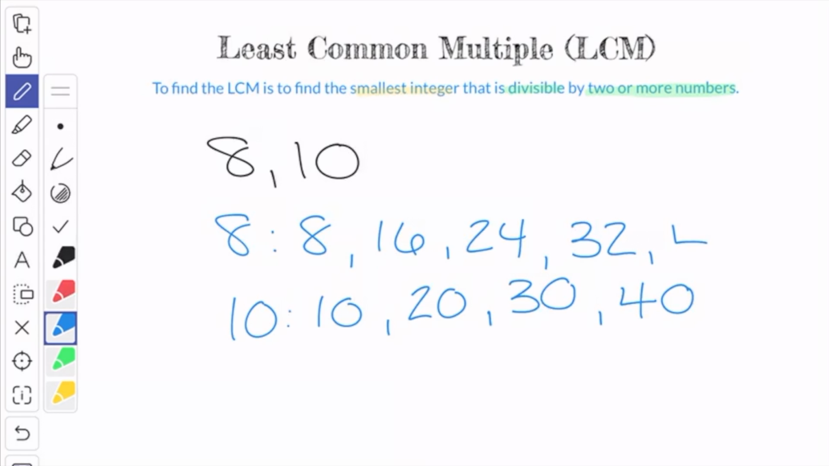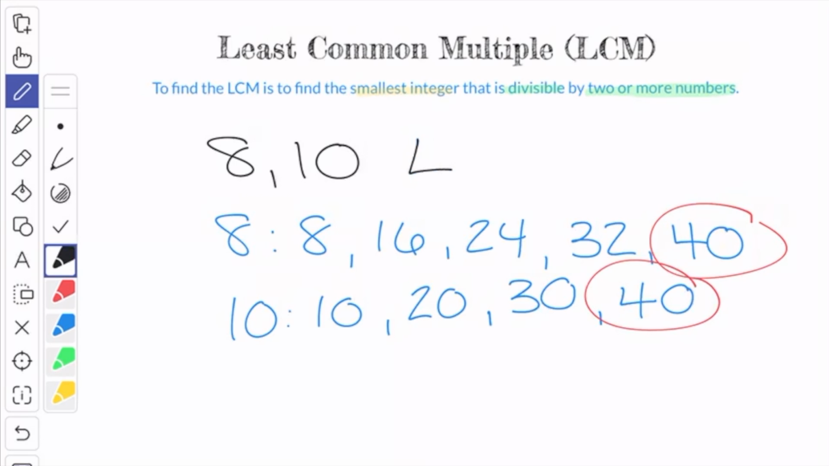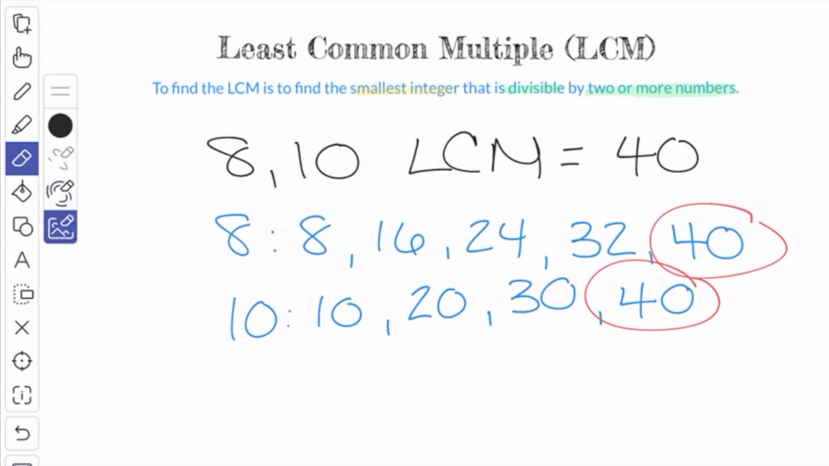Continuing, 40. My least common multiple between 8 and 10 is 40. I can divide 40 by both 8 and 10. Remember, when you're doing your multiples, multiplication is repeated addition. Take your time, use your fingers if you need to. Work slowly to have accuracy.